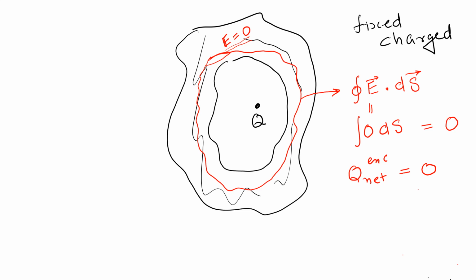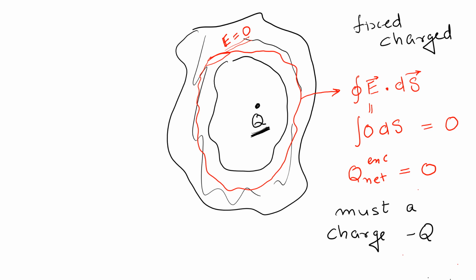However, I have a charge Q sitting inside that cavity. What we are saying is that if we go to this red closed Gaussian surface, the total charge which is inside the surface should be zero. So there must be a charge of minus Q sitting somewhere else.